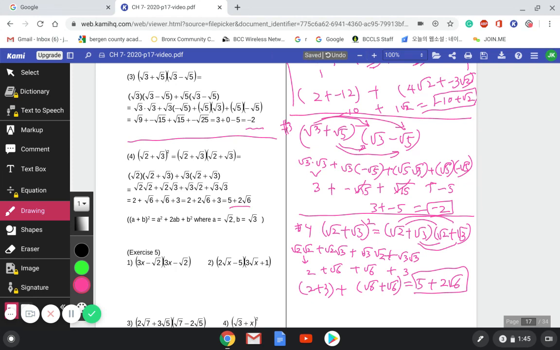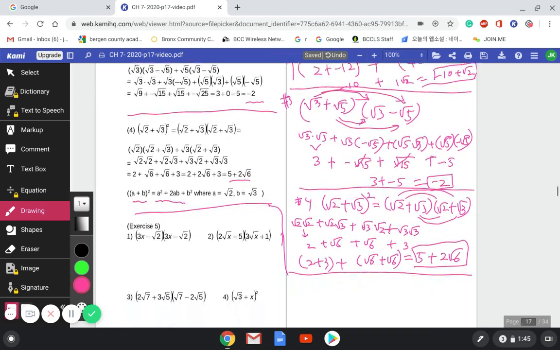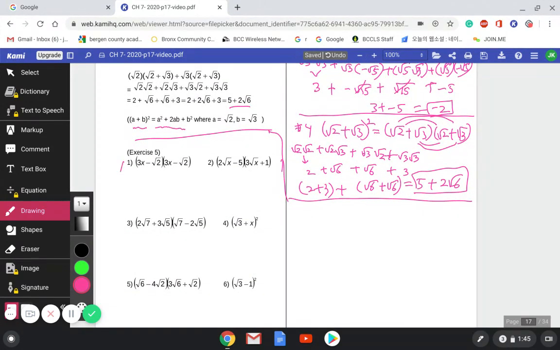Or you can use the formula of a plus b squared equals a squared plus 2ab plus b squared and make a as a square root of 2 and b as a square root of 3. So you can do it by the formula way as well. Now I want you to try this exercise 5, this question, and then check your answer with the answer key at the end of this section.